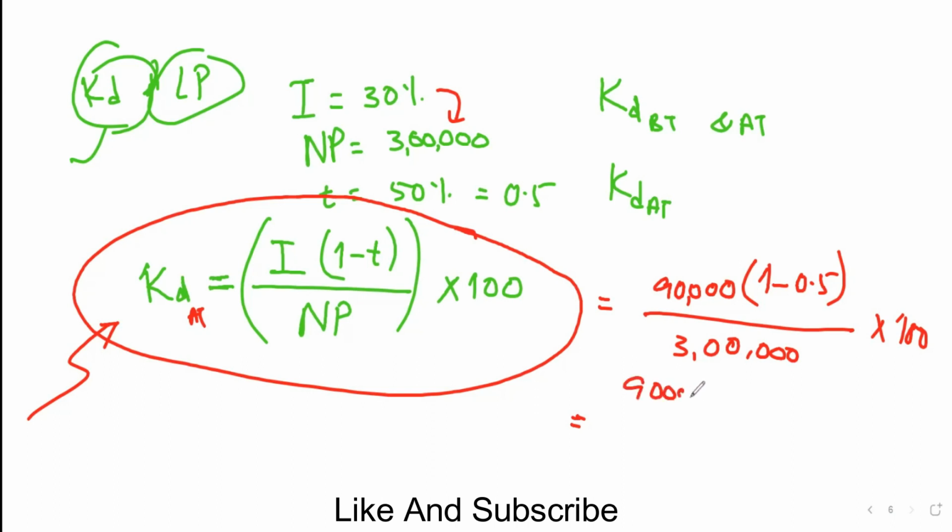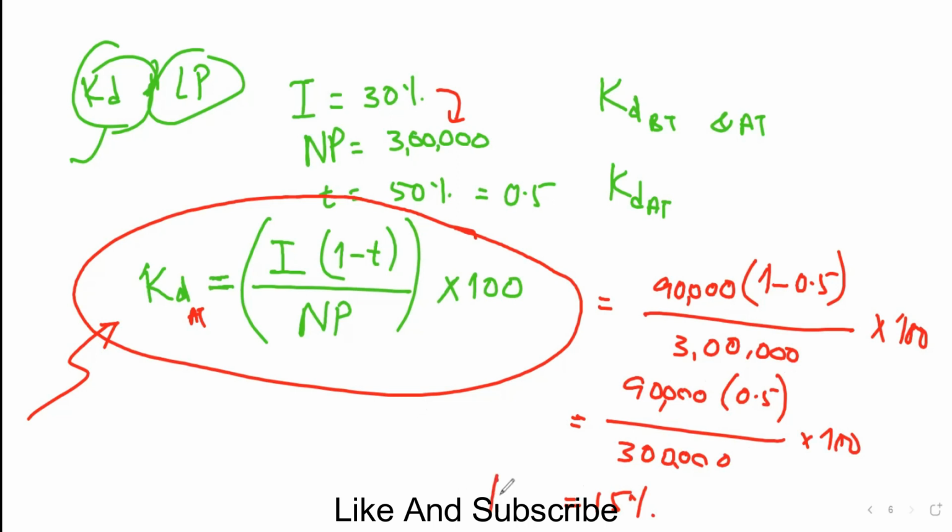90,000 into 1 minus 0.5 is equal to 0.5, by 3 lakhs, is 15. This is cost of debt. Yes, sir. Cost of debt after tax.